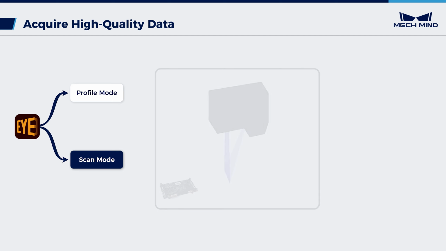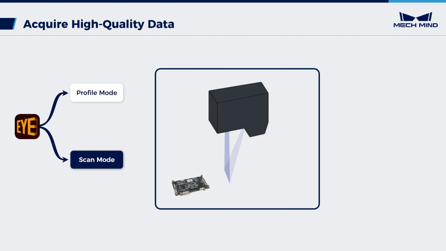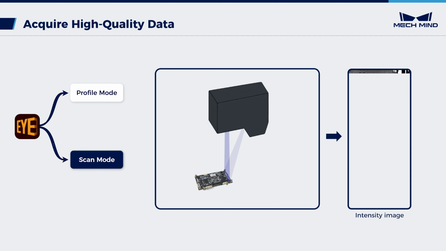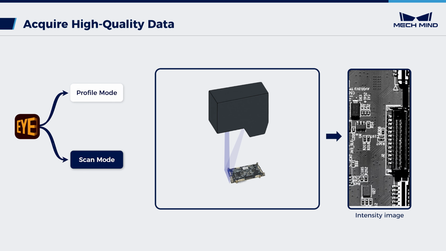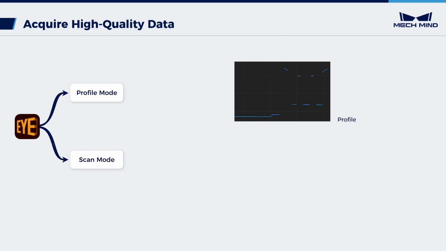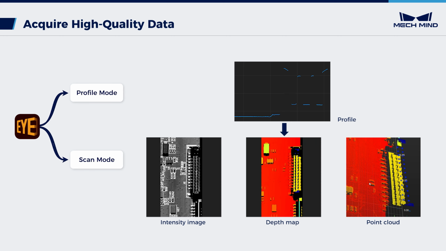In scan mode, the laser profiler, based on the imaging results from profile mode, stitches multiple profiles into a complete intensity image, depth map, and point cloud. Therefore, the quality of the profiles determines the quality of the intensity image, depth map, and point cloud. For this, when adjusting parameters, first ensure complete data extraction in profile mode, then configure the parameters in scan mode.